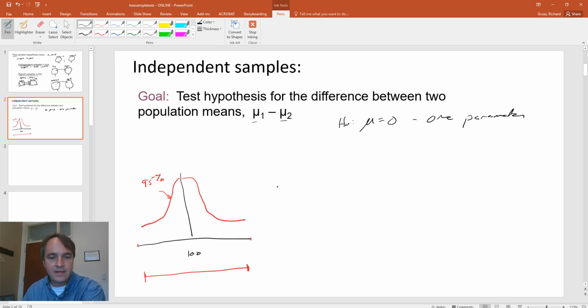Now, let's say, on the other hand, we'll put it on this same diagram, we've got factory B, which has an output that looks like this. This 100 is the center of factory A's distribution, and this, I don't know, let's say it's 108, is the center of factory B's distribution.